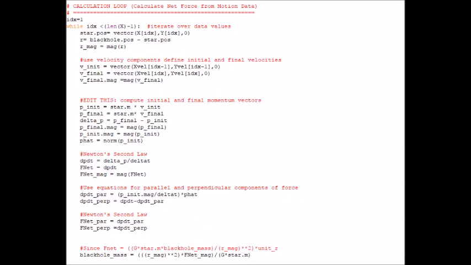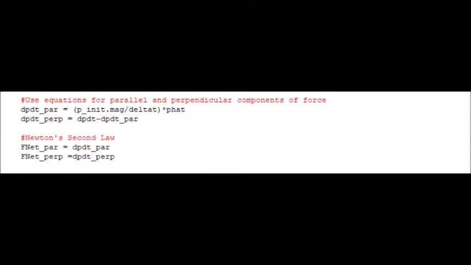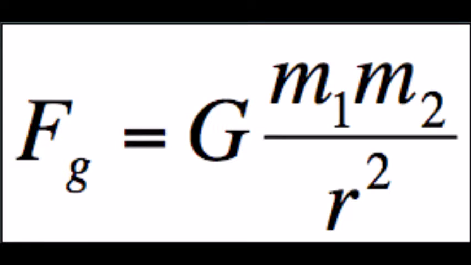To calculate the parallel and perpendicular components of the star's momentum, the initial momentum value was plugged into the equation for the parallel component of the change in momentum, as shown in the code here. Knowing the relationship shown here, the values for the net change in momentum and the parallel change in momentum previously determined were used to calculate the perpendicular change in momentum. These components of momentum were plugged into Newton's second law to obtain the components of net force, which were graphed as the code was run.